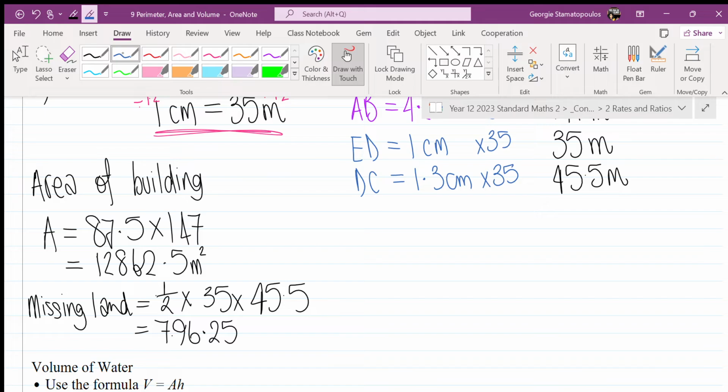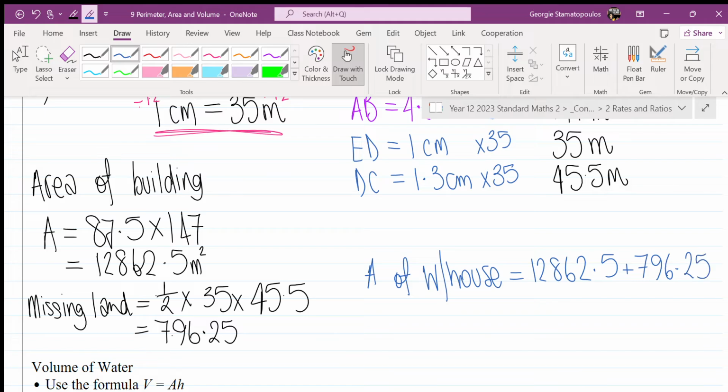So the area of the warehouse, 12,862.5 meters plus 796.25 equals, and let's see how good my maths is, 8, 15, 16.